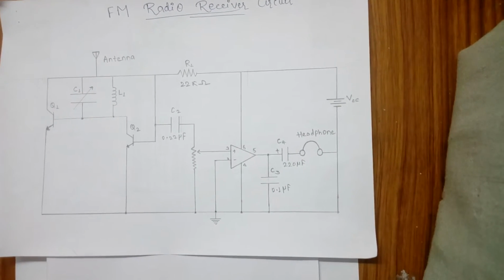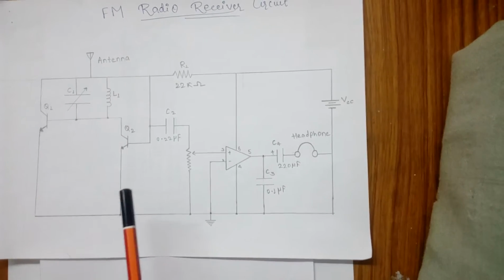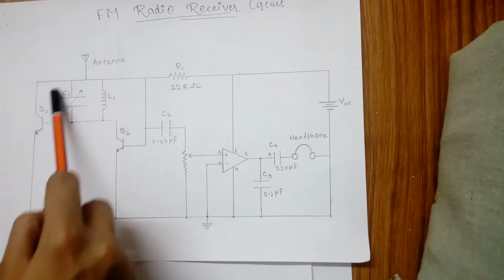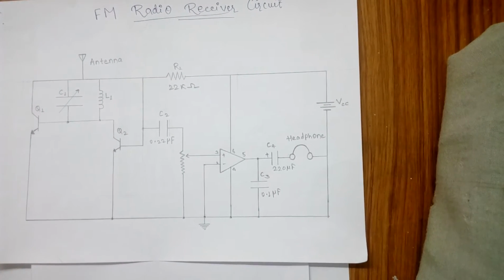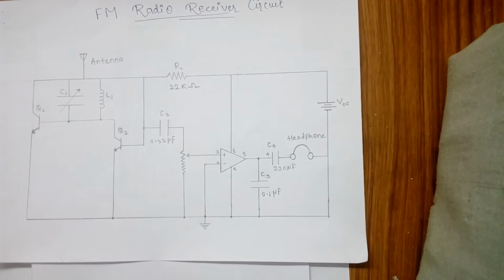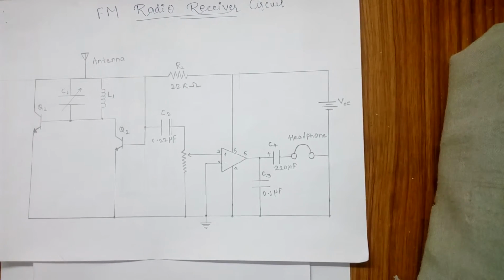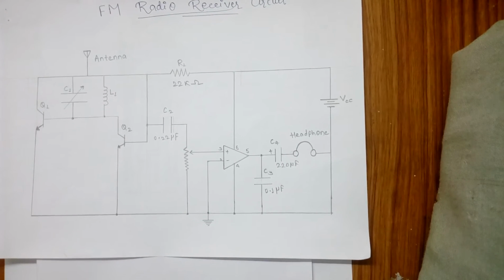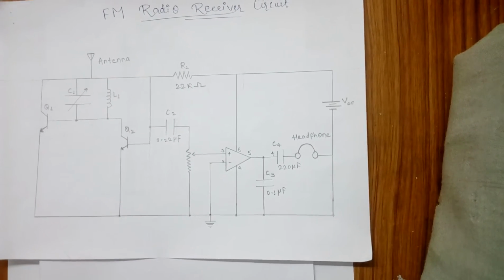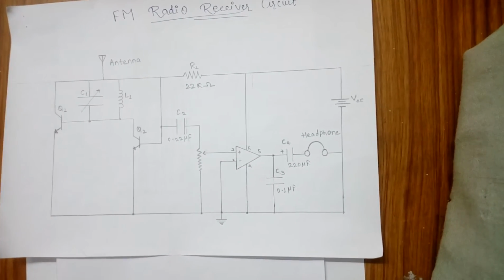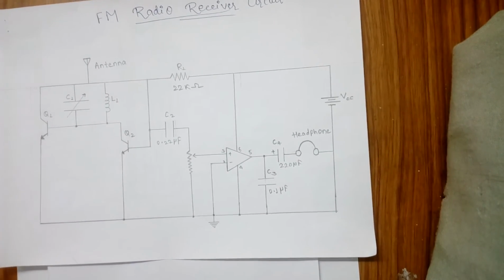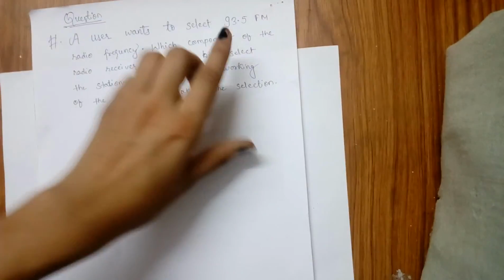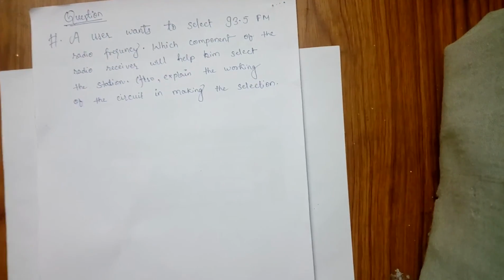As we have already seen in this circuit diagram, this C1 and this L, we need to set C1 and L so that, as we already read, the resonant frequency equals the frequency of the signal to be received. So we need to set the value of C1 so that the resonant frequency F0 becomes 93.5 FM in this case.